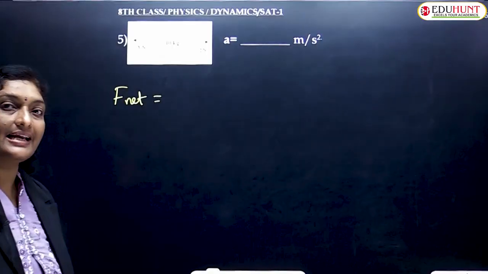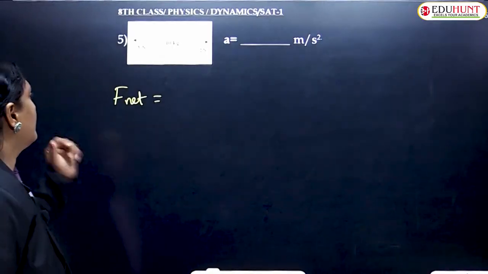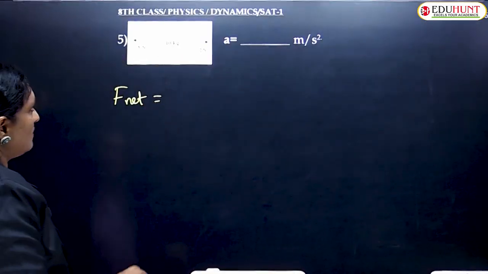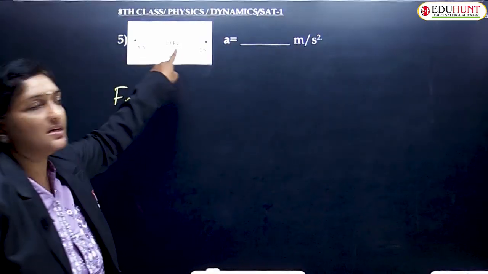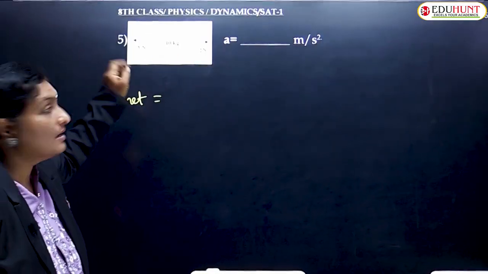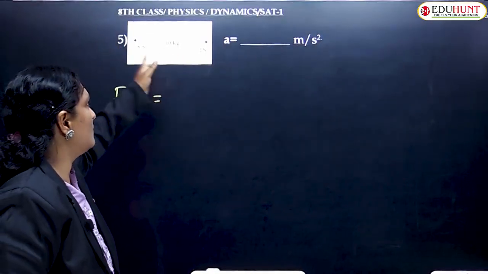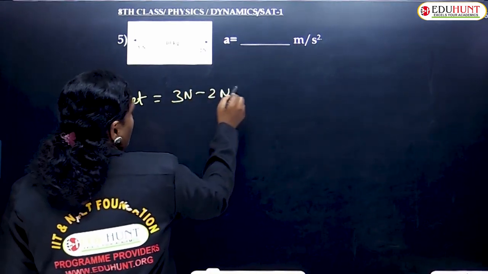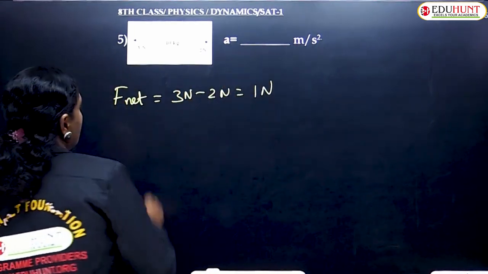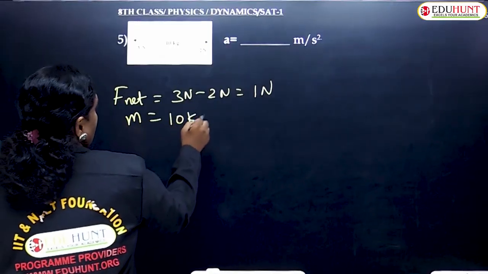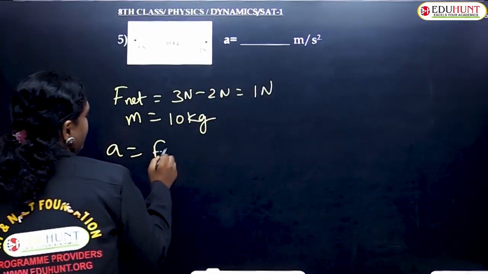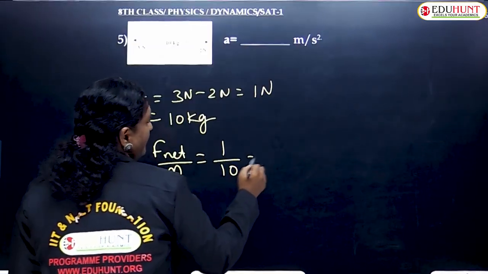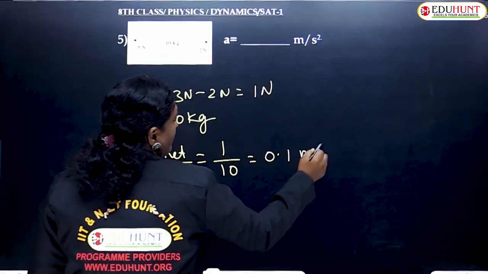The acceleration of a body is directly proportional to the net force, which means the resultant force. Here 3 Newton force is acting, here only 2 Newtons. So which direction does the body move? Towards the left side. With how much force, meaning the resultant force? 3 minus 2. What is that? 3 Newton minus 2 Newton. This is 1 Newton, children. And mass is given as 10 kg. You are asked to find out acceleration. You need to find the net force upon the mass, that is 1 upon 10, nothing but 0.1 meter per second square.